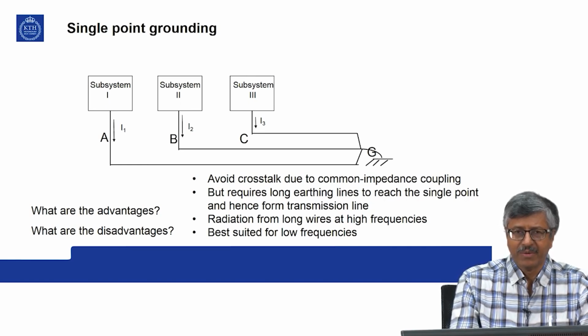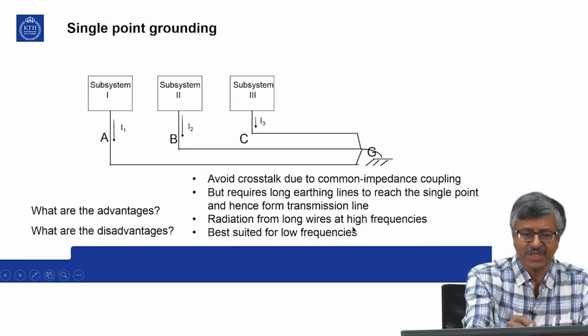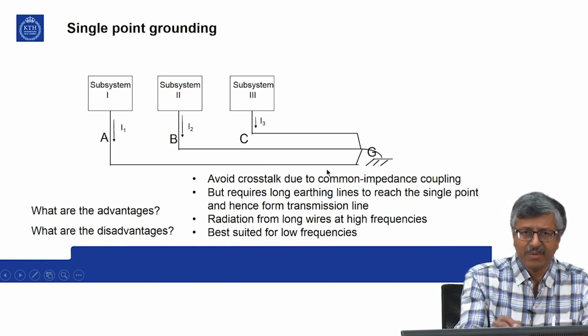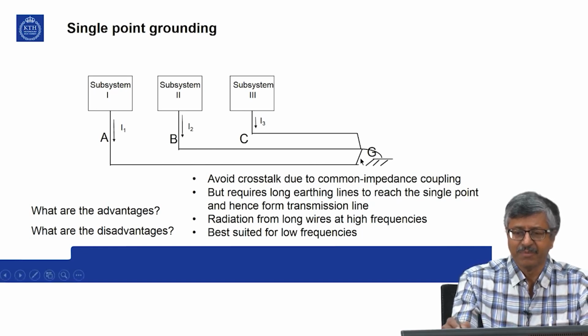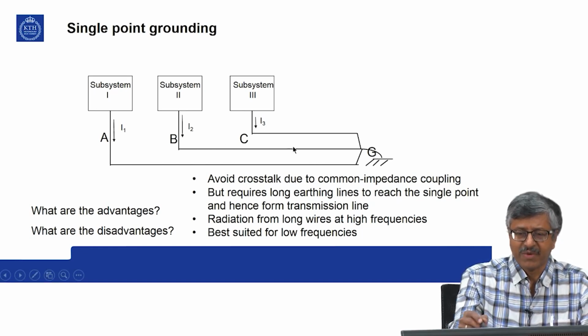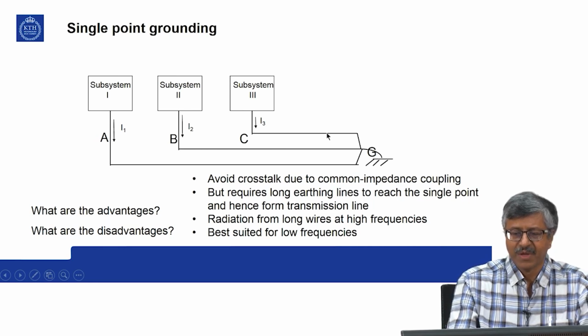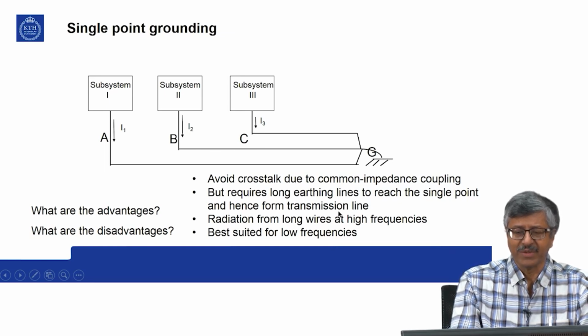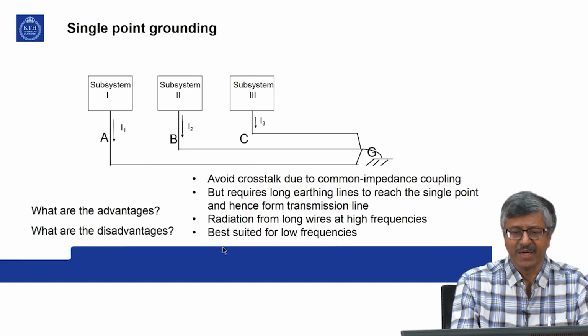And also at really high frequencies, you have a lot of radiation, because this may be electrically long, and you can have a lot of radiation coming from these grounding leads. So, for this reason, single point grounding may not be best suited for higher frequencies. It is best suited for low frequencies. So, that is where most of the single point grounding will be done.